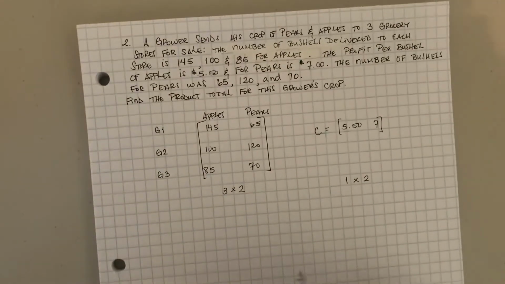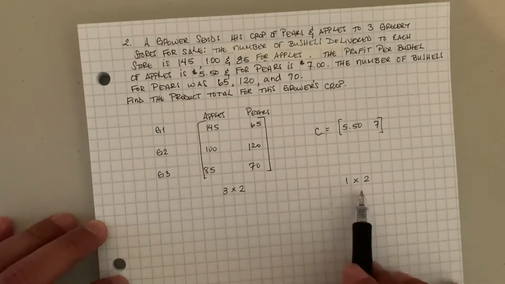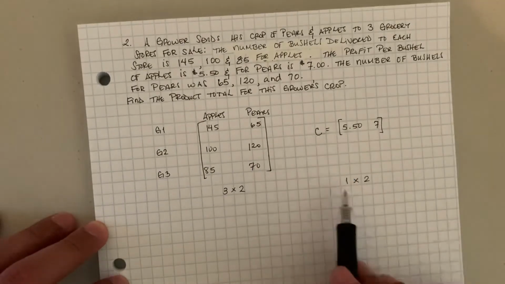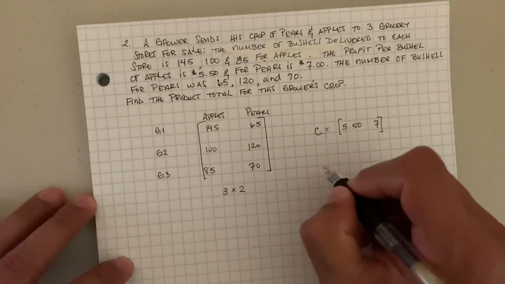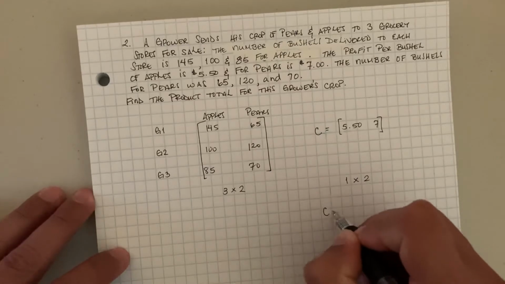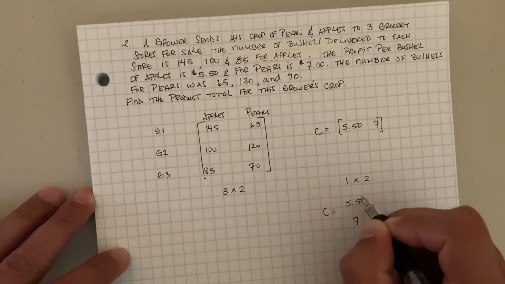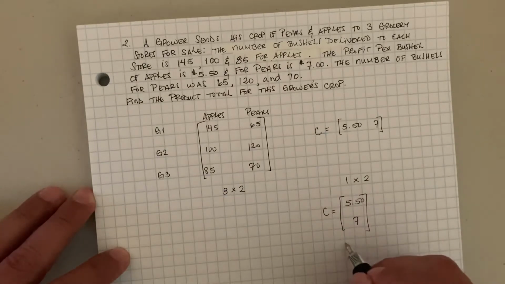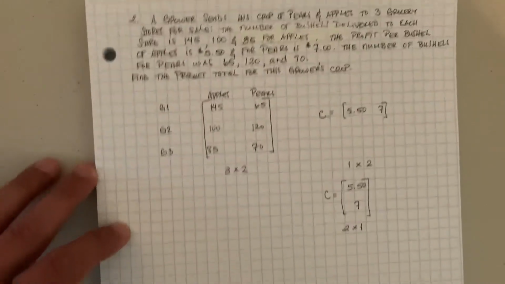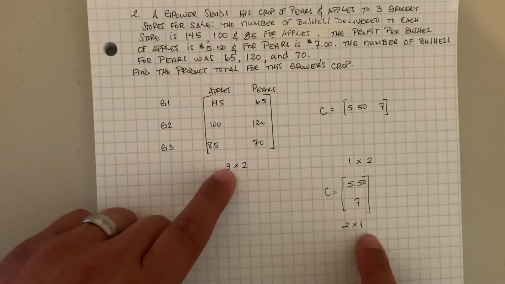So what can I do? Because the insides are not the same. This guy's a 3 by 2. What I'm going to do is rewrite this one. Instead of being a 1 by 2, it's going to be a 2 by 1. How do I do that? You take your C, you have 5.50, and then 7 here, like this. So now it's 2 rows and 1 column, a 2 by 1. And there it is. Now these two are the same, so I'm going to end up with a 3 by 1.